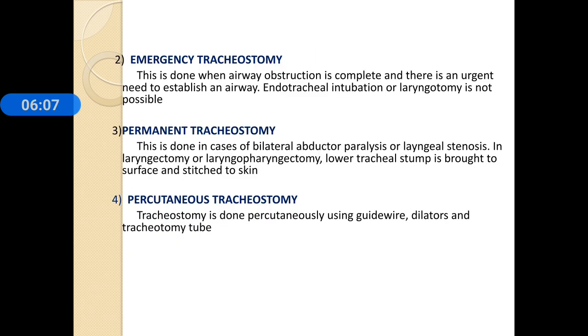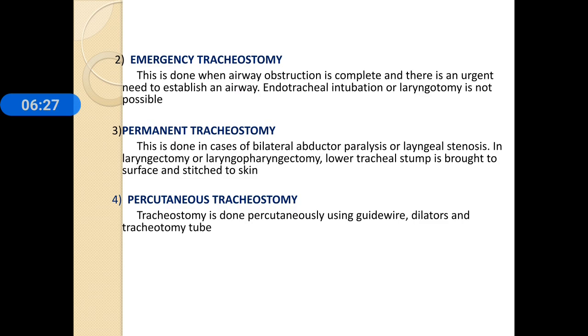Now, the second type is emergency tracheostomy. This is done when airway obstruction is complete and acute, and there is an urgent need to establish an airway. And at that point, an endotracheal intubation or a laryngotomy was not possible. Then an emergency tracheostomy is indicated.